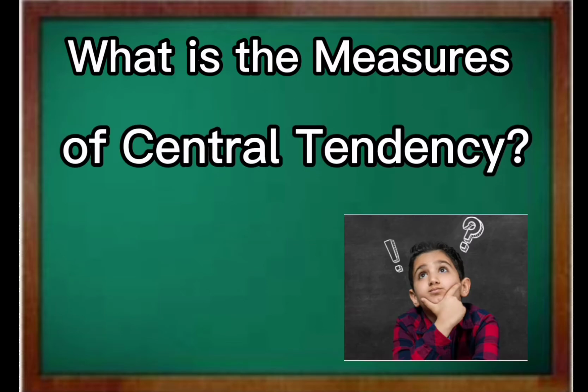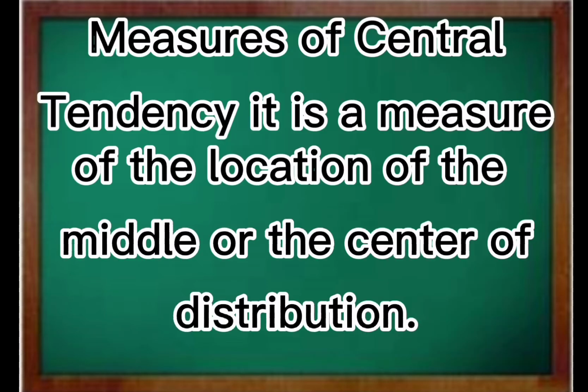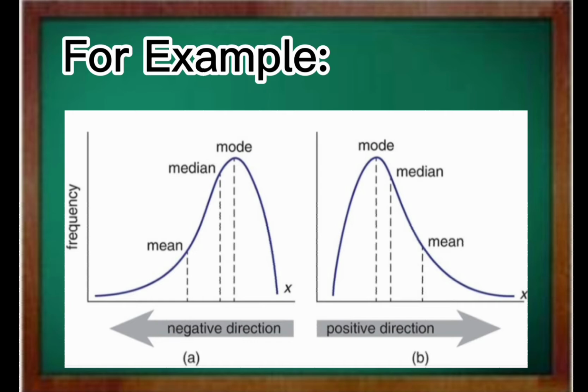What are the measures of central tendency? Measures of central tendency are measures of location of the middle or the center of a distribution. They provide information about typical or average values of a data set. Mean, median, and mode are the most commonly used measures of central tendency. A data set has one and only one mean. The value of the mean is influenced by all observations in a data set.